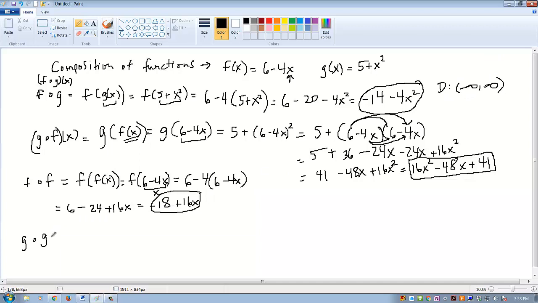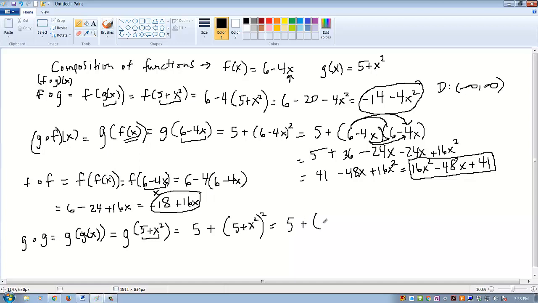The g of g is a little bit harder, of course. This is g with g of x in here. So that's g with 5 plus x squared going in there. So the whole thing goes in for x. So that's 5 plus x squared, squared. Now, I worked out all the steps on this one. I guess I can do the same thing here. I kind of want to jump ahead, but that's okay. This way you'll be able to fast forward it if you already know the answer.